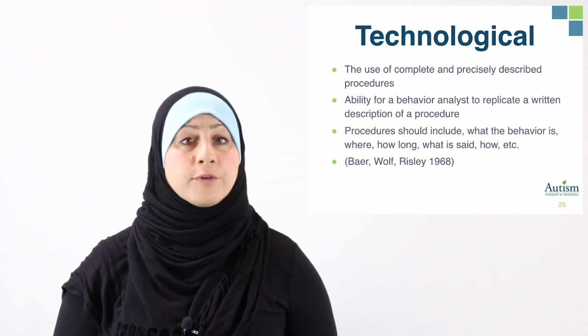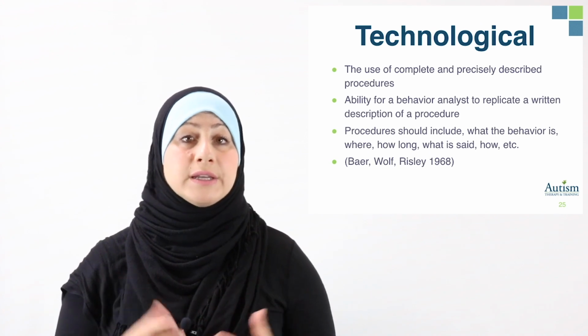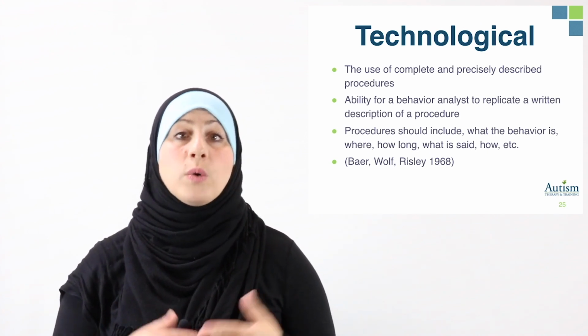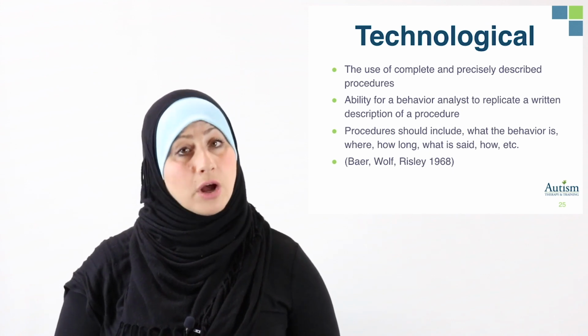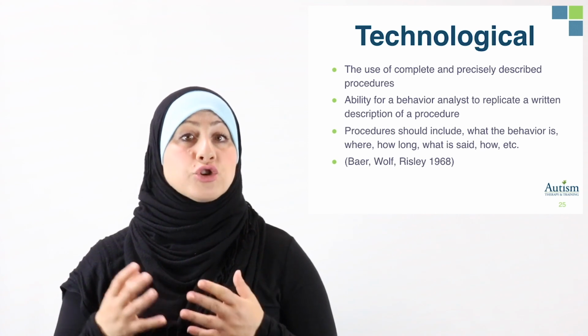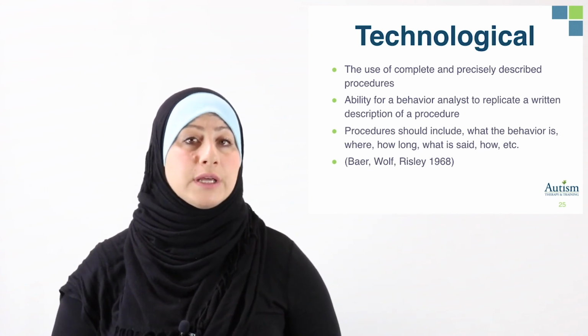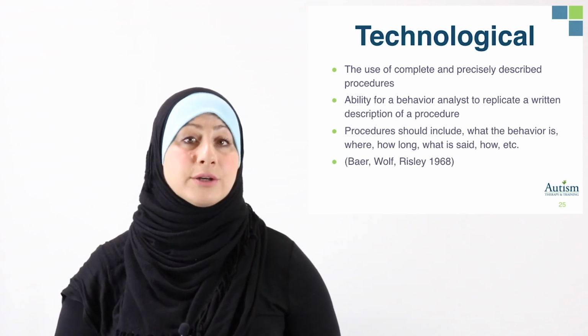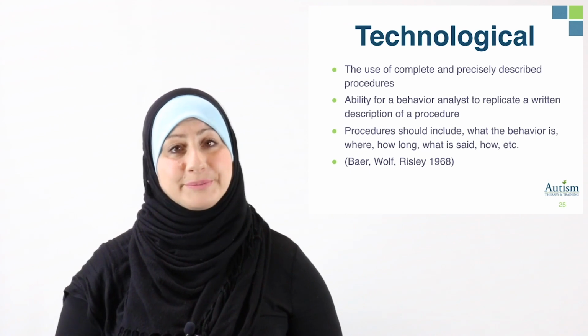Procedures should include information such as what behavior is being looked at, where it is conducted, how long, what was said, how it's done, and so on. If the intervention is technologically described and those implementing the intervention are trained to correctly implement the procedures, then the likelihood of the intervention being implemented correctly across interventionists is much higher.